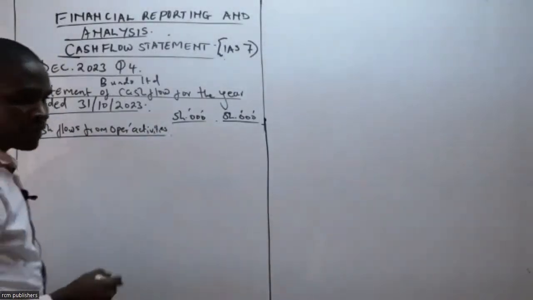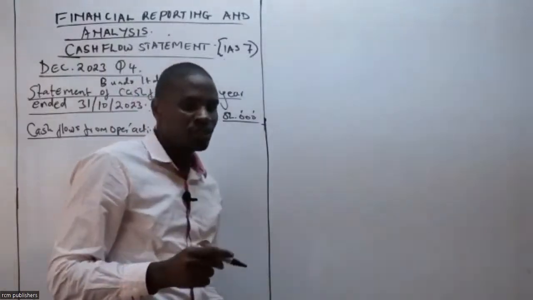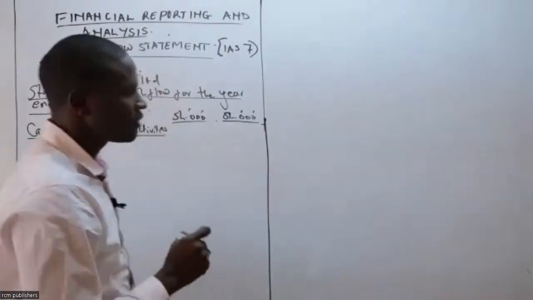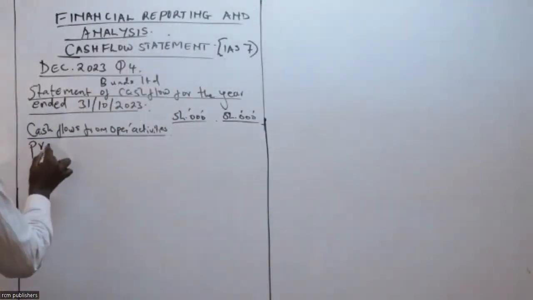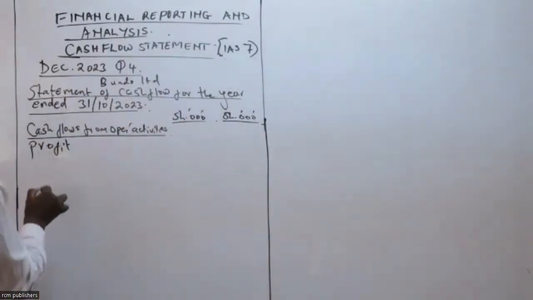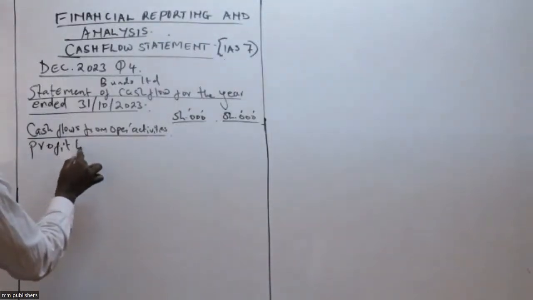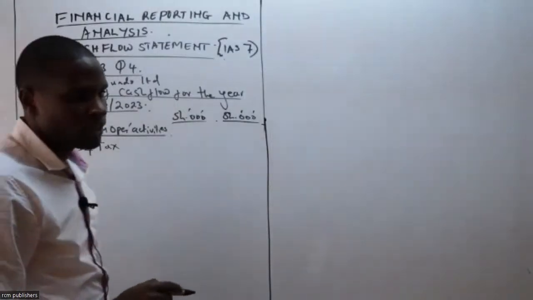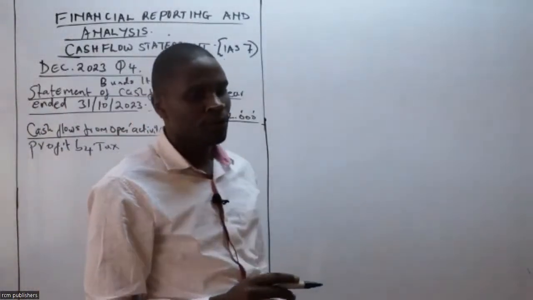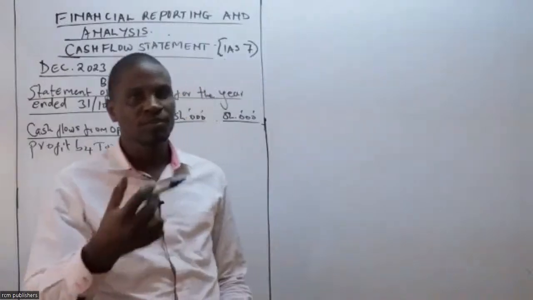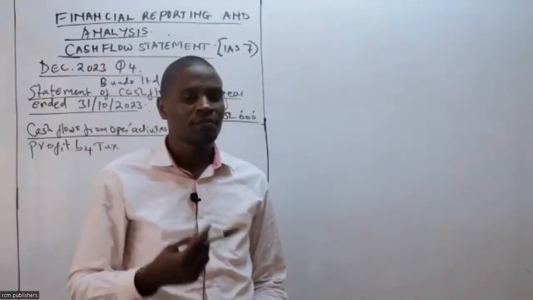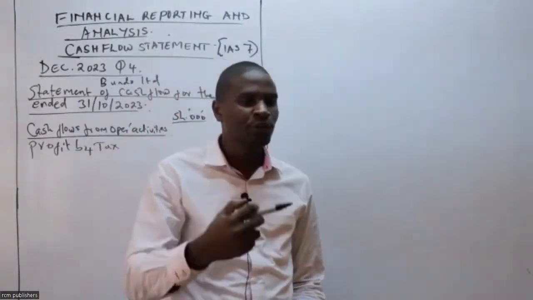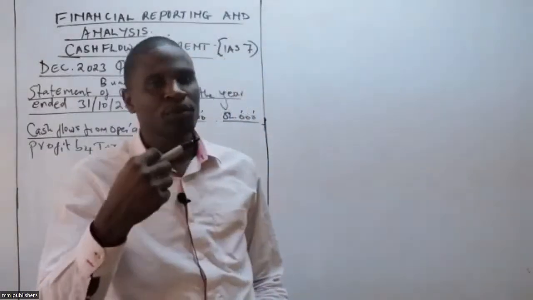Under cash flow from operating activity, if you can clearly remember what we had learned from the format, we start with the profit before tax. Now, can you check from the question? Give me the profit before tax for this question. Very fast. If the time allows, I want us to complete this question. So the faster you do it, the better. So what is the profit before tax?